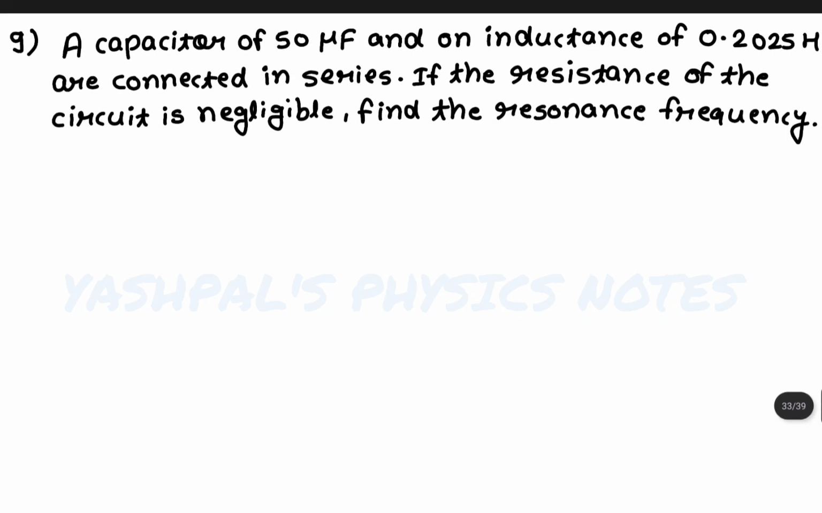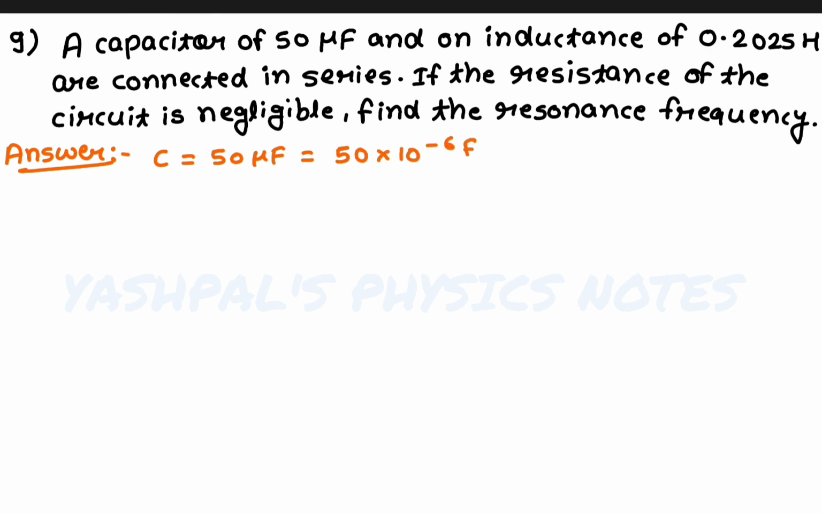Question number 9. A capacitor of 50 microfarad and an inductance of 0.2025 Henry are connected in series. If the resistance of the circuit is negligible, find the resonant frequency. So write the given data. What is given? Capacitance is given. C is equal to 50 microfarad, so we will convert into farad: 50 into 10 to the power minus 6 farad. Inductance is given in Henry, standard value, 0.2025 Henry.